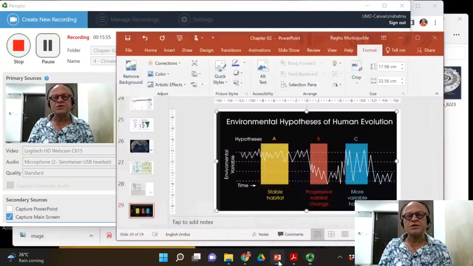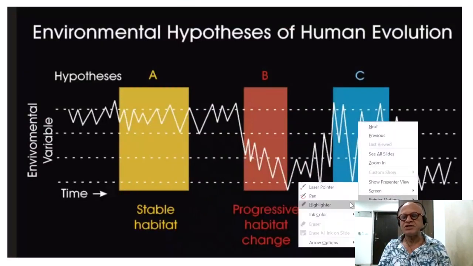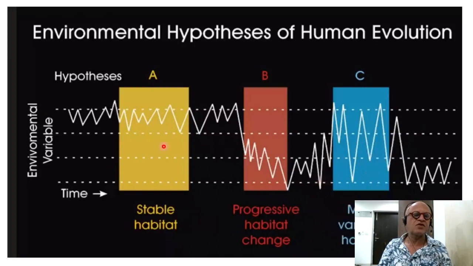So this is again a figure from one of Richard Potts's papers, modified by the Smithsonian. He himself worked at the Smithsonian. This shows in a simple way the schematically environmental hypothesis of human evolution. Environmental variable of some sort could be temperature, precipitation, vegetation, landscape, water availability, humidity, and so on. So as time goes, you have stable habitat, and then you have progressive habitat change and more variable habitat.